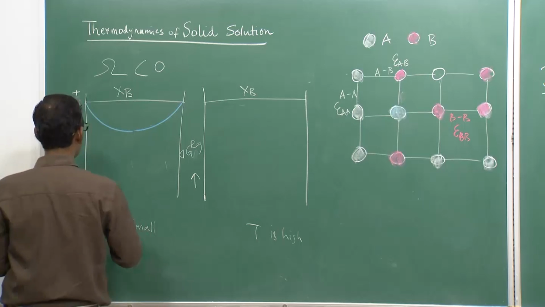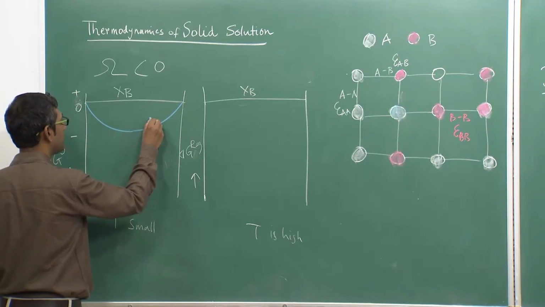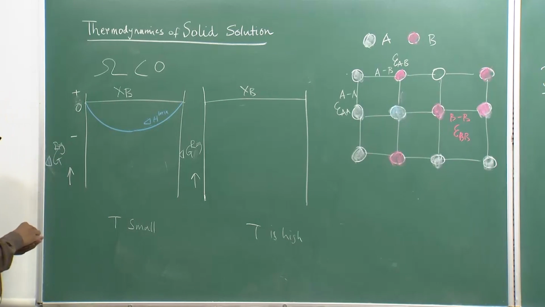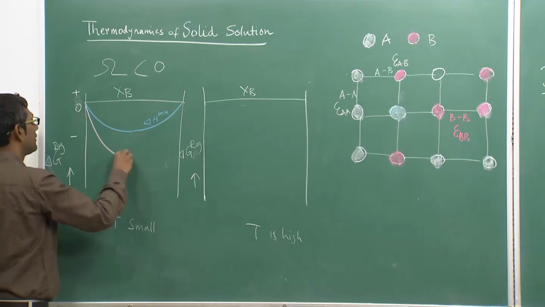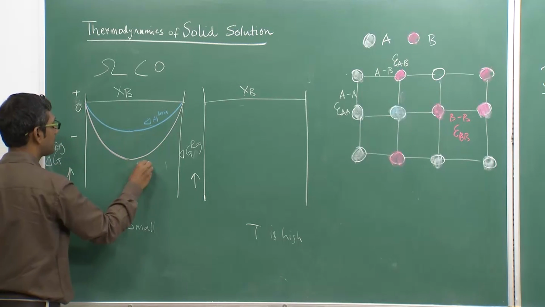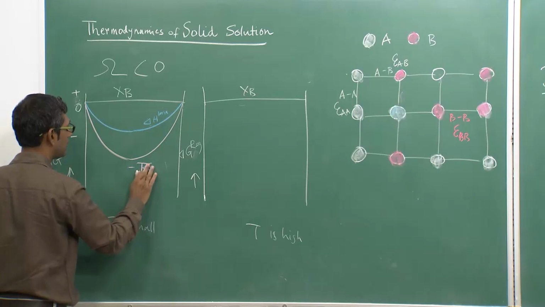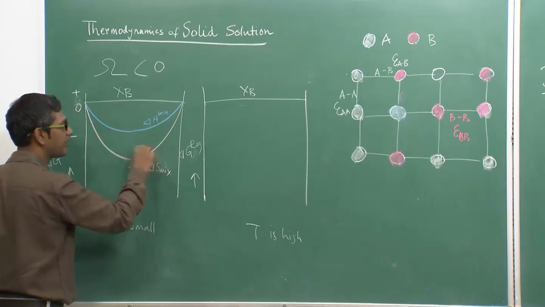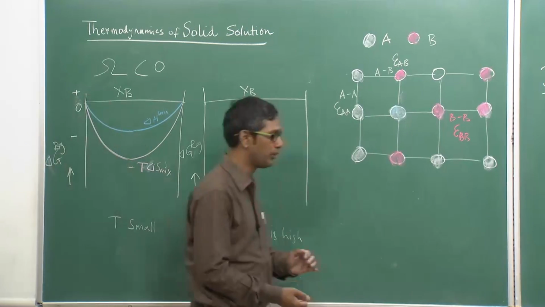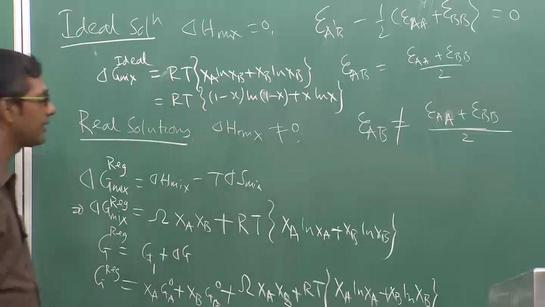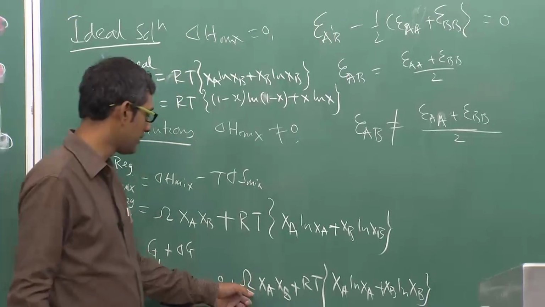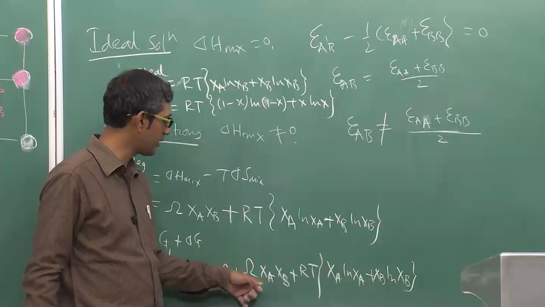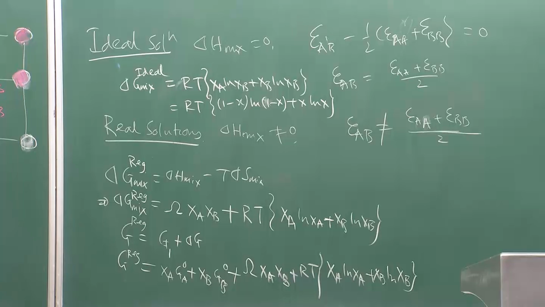So this is my delta H mix, okay. Then minus T delta S mix will also be an inverted parabola. Why is it an inverted parabola? I have told you, if I expand this, it looks like a parabola. This is already a parabola, because sigma times xA xB, that means xA times 1 minus xA, so therefore this has xA square, and that is why it is an inverted parabola, okay.